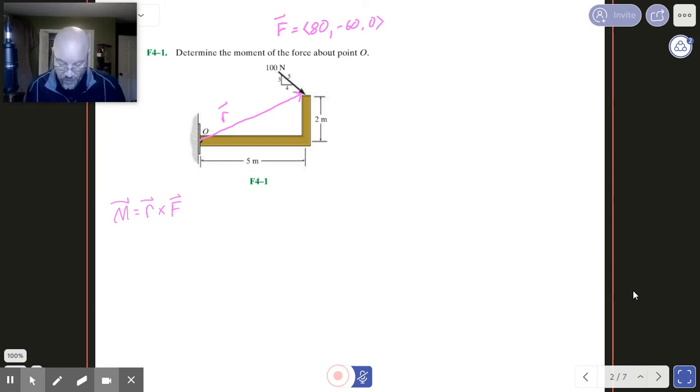And our vector in this case is pretty easy. We just are going to go over 5 in x, and we're going to go up 2 in y. So we have this relationship right here.